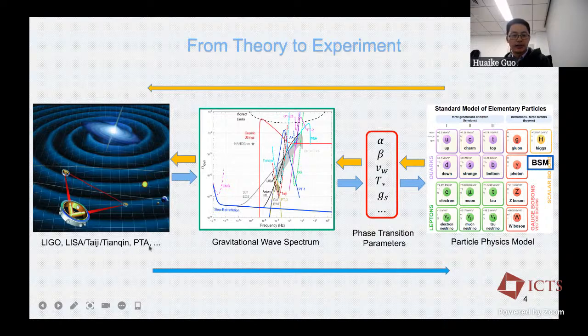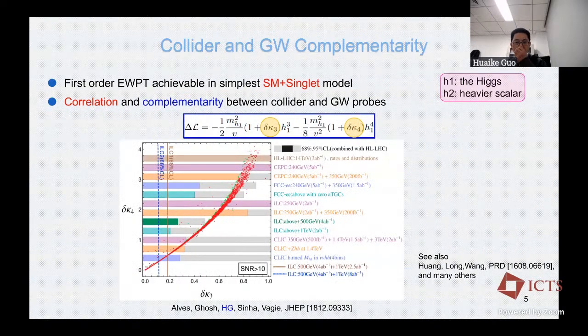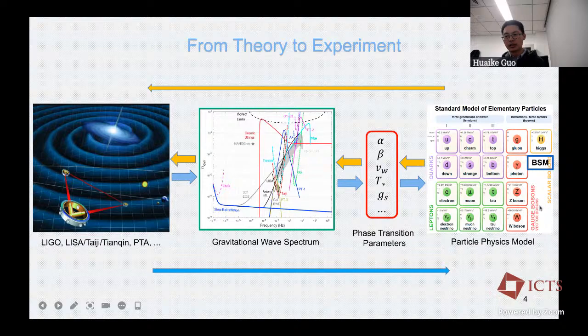And as experimentalists, once we have the data, we can check if there is a stochastic background of this shape. Then we try to infer the phase transition parameters and see which particle physics model is responsible for generating these parameters. So gravitational wave is thus a new observer, and it can be used to view information about the underlying particle physics.